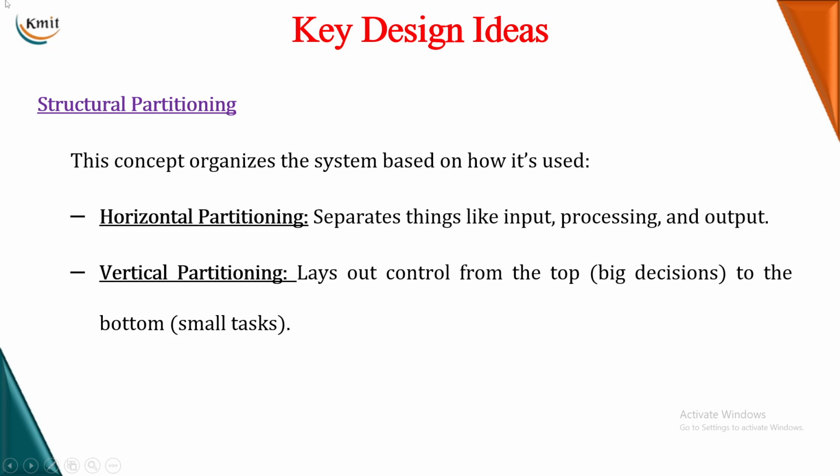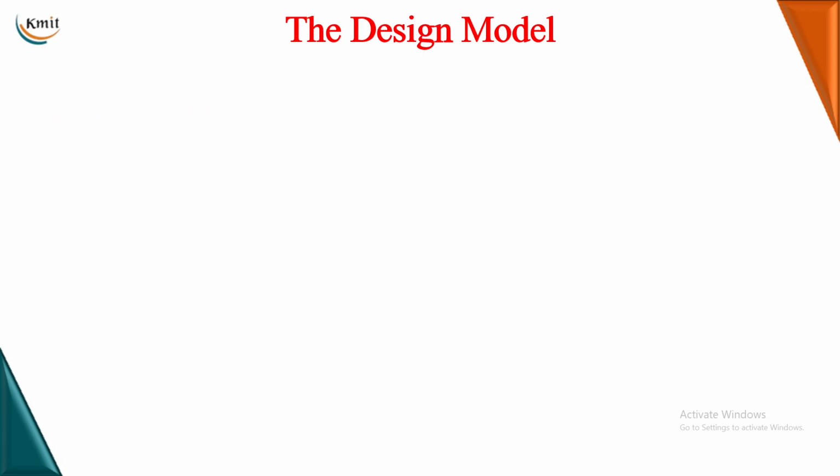These are your controls. So that is called vertical partitioning, where you are showing the control from top to bottom. So this is called structural partitioning, and these are the various design concepts that will help us to easily plan a better software design. Now let's talk about the next concept, which is called the design model.